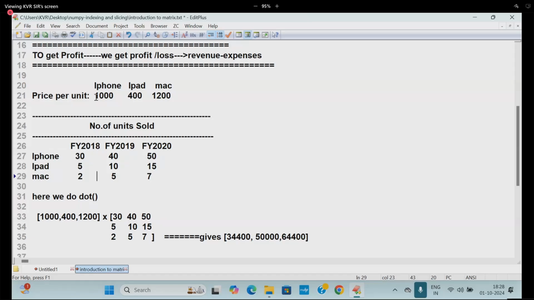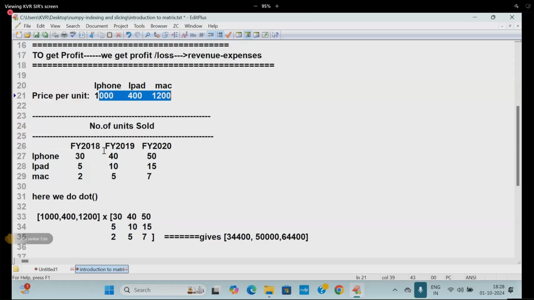So what do you have to do? Multiply these values with these elements, right? We can call this the dot product. 1000 into 30 plus 400 into 5 plus 1200 into 2. The row of price per unit is multiplied with the number of units sold. That is one of the rules of matrix multiplication, the dot product.